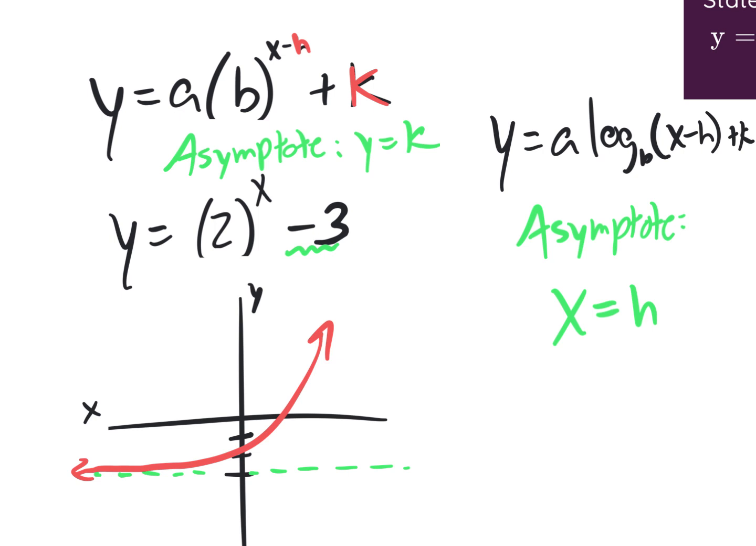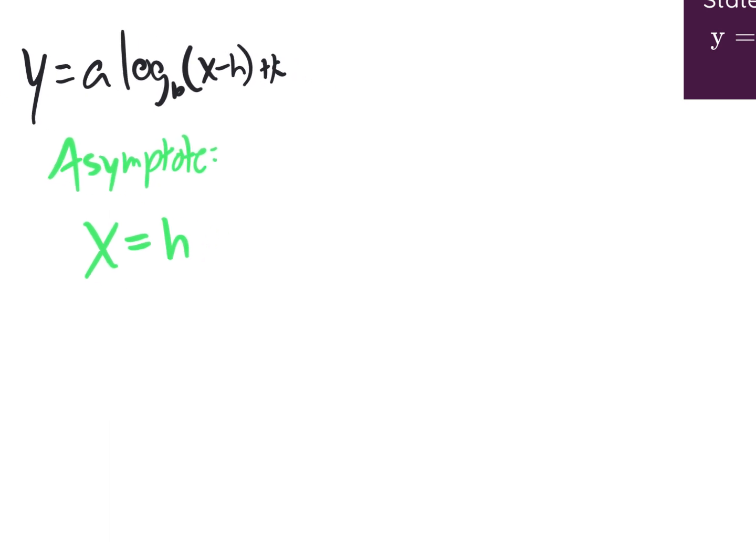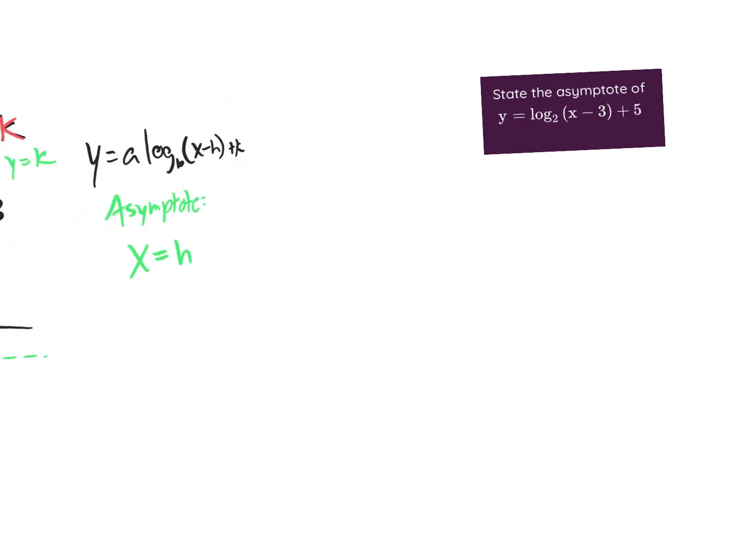As opposed to on an exponential growth function, your asymptote was y equals k, which produced a horizontal line. Right here on the logarithmic function, your asymptote will be x equals h. So whatever you see here, think opposite to name that h, and that'll produce a vertical line. Okay, does that kind of make sense? I hope so. Let's move this to the side and use that knowledge on this question right here.